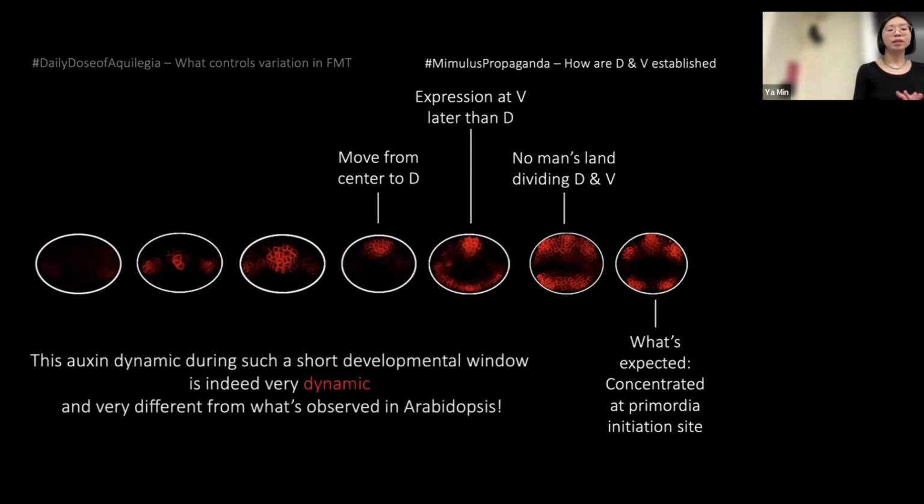In short, the oxygen dynamic during such a short developmental window is very dynamic, and DR5 patterns have been monitored in other systems for decades. No one has seen a dynamic thing like this. Now the obvious question is, what does this mean and does it matter?